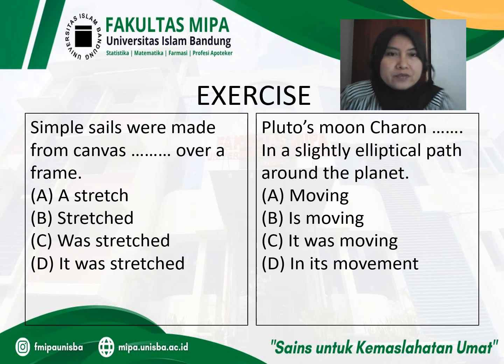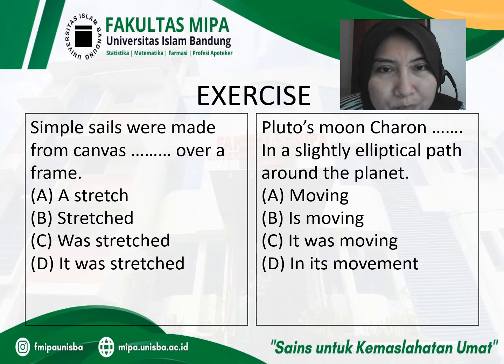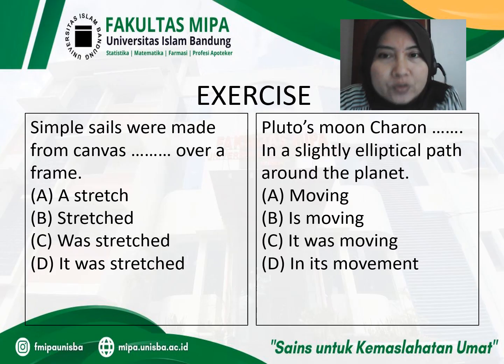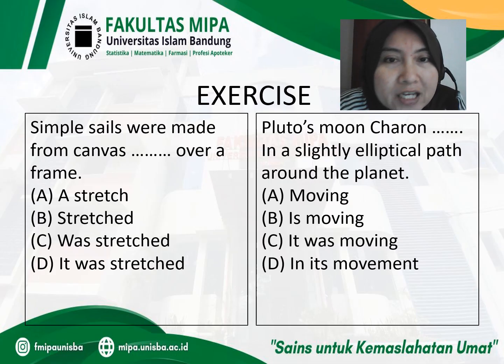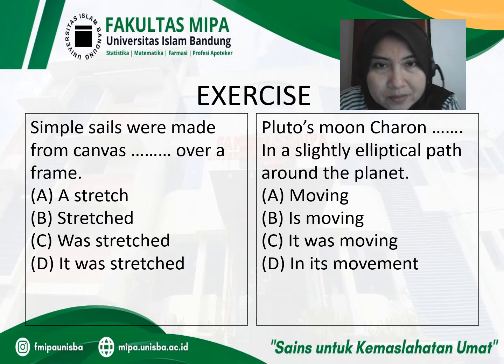Okay, so as we can see here, the subject is Pluto's moon Charon. After that, we need a verb to complete the sentence. Now check each option carefully. Moving is a present participle, or -ing form, but it cannot stand alone as the main verb if there is -ing in it. So it needs a helping verb like is or was.